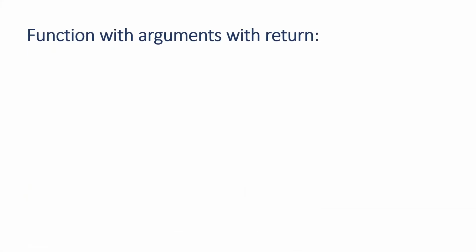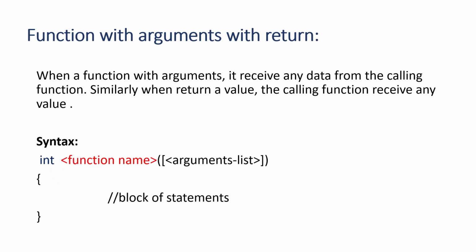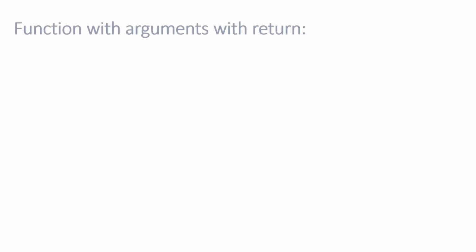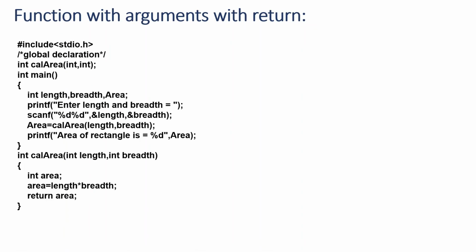Now let us discuss the fourth type of function, that is, function with arguments, with return. When a function has arguments and a return, it receives data from the calling function. Similarly, when it returns a value, the calling function receives that value. And here is the syntax. So now let us see a sample program for functions with arguments, with return.